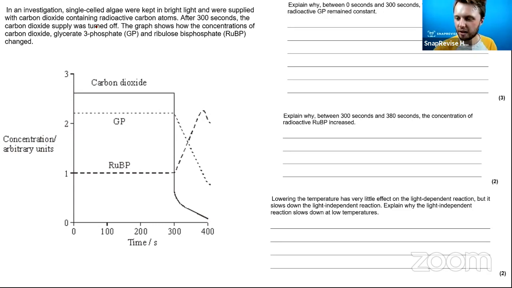This one's really tricky, and I think it really throws people off. So in an investigation, single-celled algae were kept in bright light and were supplied with carbon dioxide containing, oh no, I've just had a little panel come down on top of my screen, so I can't actually see what it says. Oh, fortunately, I do have it open over here somewhere. It says, was supplied with carbon dioxide containing a radioactive carbon atom. That means they can basically monitor it. After 300 seconds, the carbon supply was turned off. The graph shows how the concentrations of carbon dioxide, GP, and RuBP have changed.